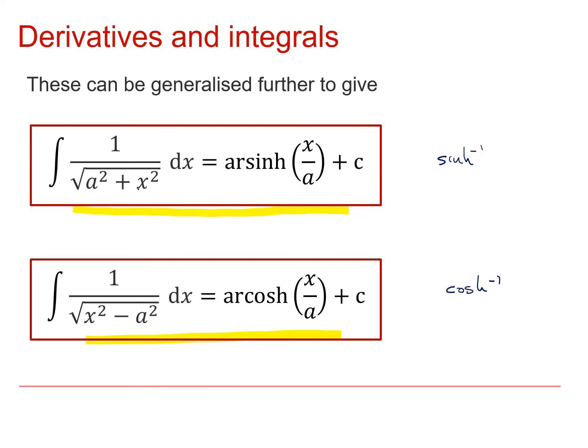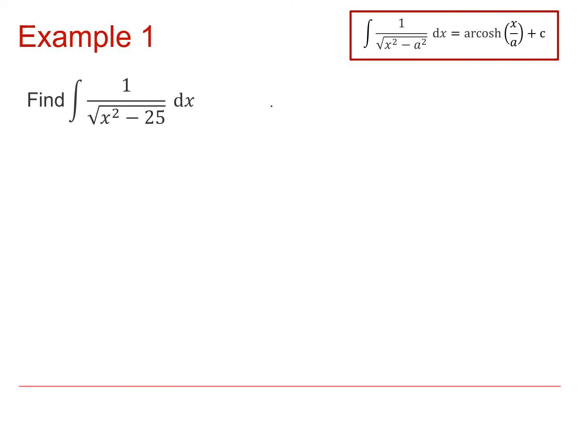For both of these, notice that the coefficient of x squared is just 1, and we'll actually look at an example a little bit later at what happens if the coefficient of x squared isn't 1. So let's have a look at this. Well, we've got the required integral listed up here for us as though it was in your formula book, and this is really very simple. It's this in standard form with a is equal to 5. And so its integral is just simply arcosh x over a, so here it's x over 5, plus a constant because we've got no limits, it's an indefinite integral.